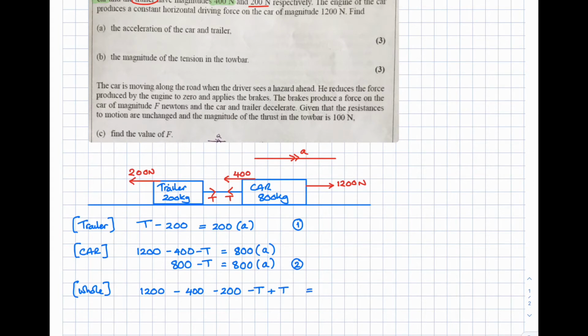And if we're looking at F equals ma as a whole system, we're going to look at the total mass of the system. 800 kilograms combined with 200 kilograms, well, that makes 1,000 kilograms. And that would be multiplied by the acceleration a. And it might be an idea to tidy this equation up a little bit. So 1,200, subtract 400, subtract 200 will give you 600 newtons. So that will be 600.